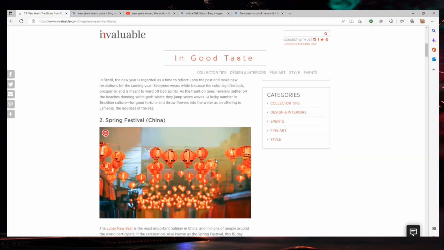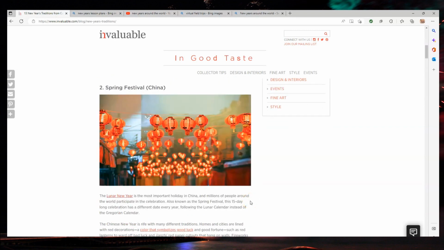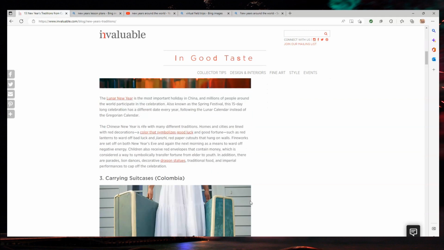I like that. Now, there's a Spring Festival in China, the Lunar New Year. It's the most important holiday in China, and millions of people around the world participate in this celebration. It's also known as the Spring Festival. It is a 15-day-long celebration that has a different date every year, following the lunar calendar instead of the normal calendar that we're used to.